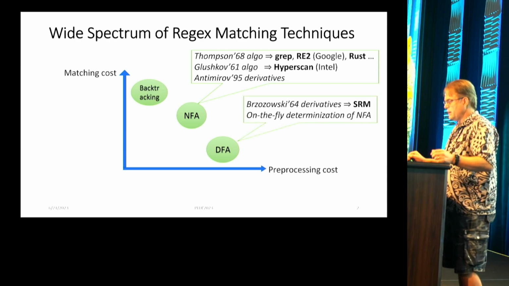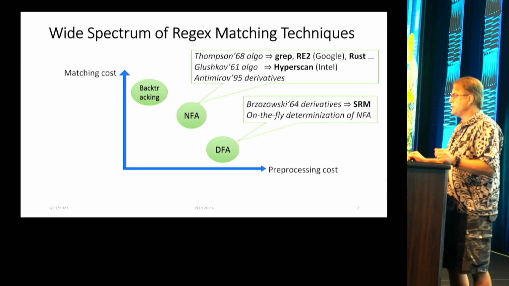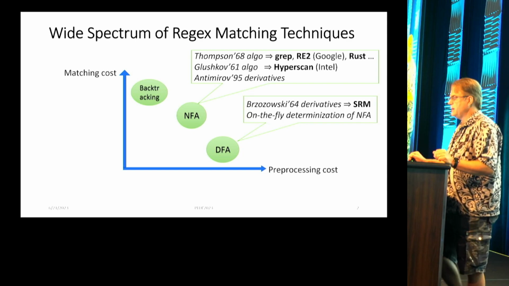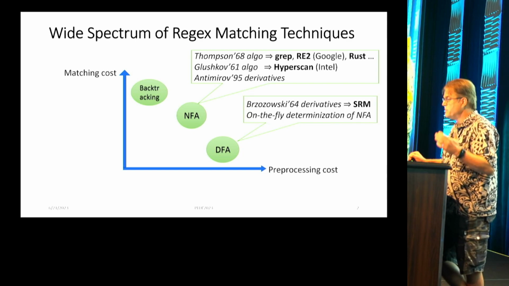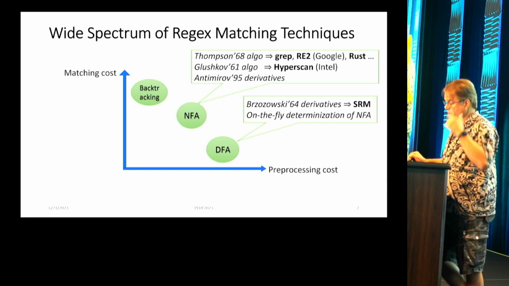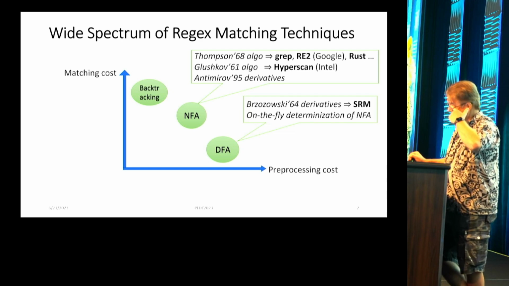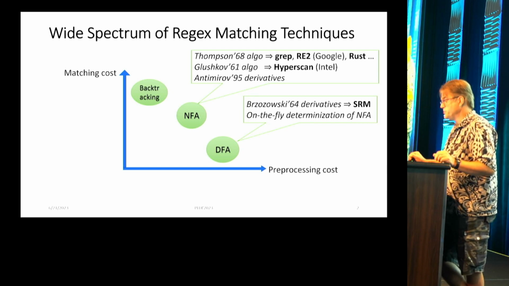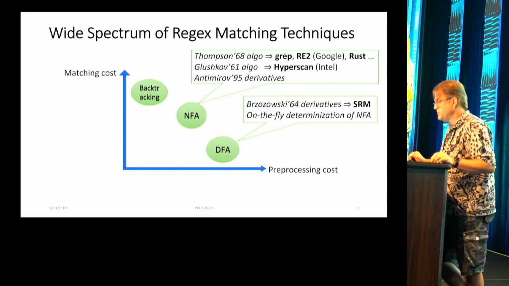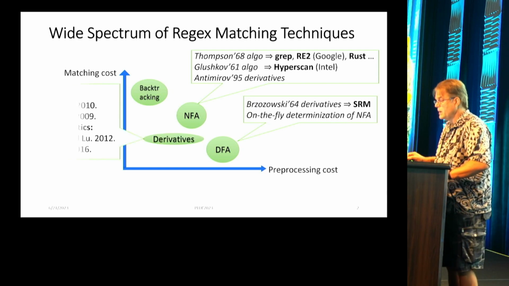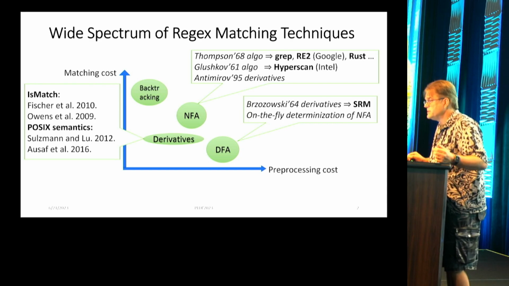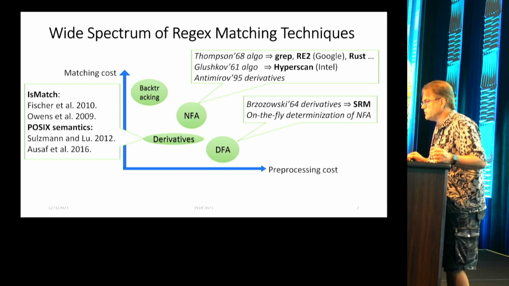And then on the DFA side, of course, you can determinize NFAs on the fly into DFAs, which most of the above matchers do, and then the fallback strategies fall back on NFAs. But there is also a direct approach by using Brzozowski derivatives with the SRM tool, which is the predecessor of the work that I'm going to present here.